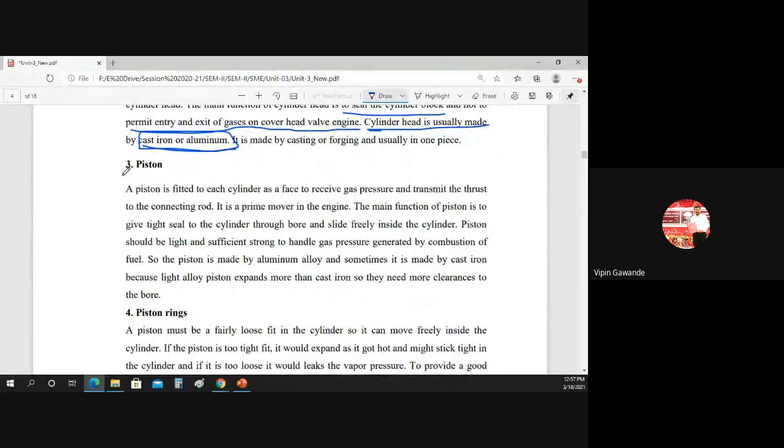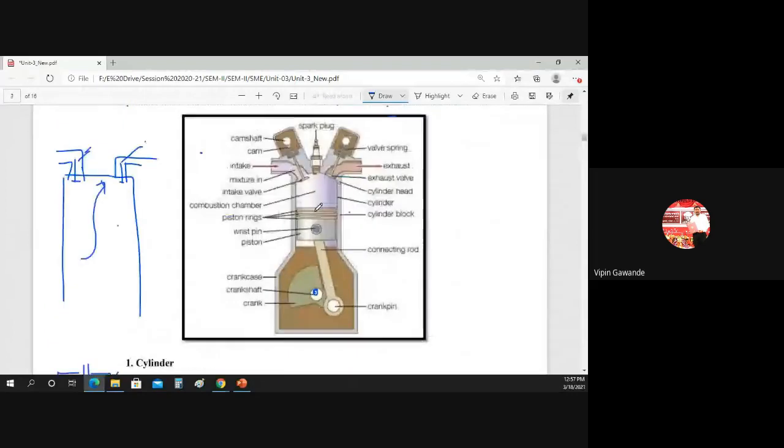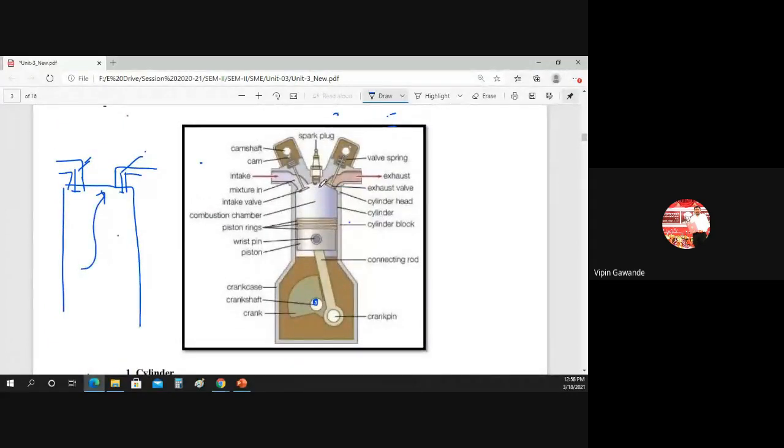Then next, the third comes the piston. We know that a piston is fitted to each cylinder as a face to receive the gas pressure and transmit the thrust to the connecting rod. Now what is the main function of the piston? The piston is mounted here. Now what will happen when the piston moves in the cylinder? There is the stroke.